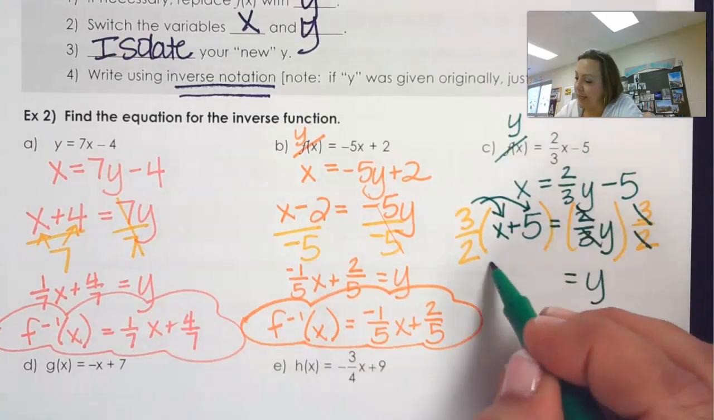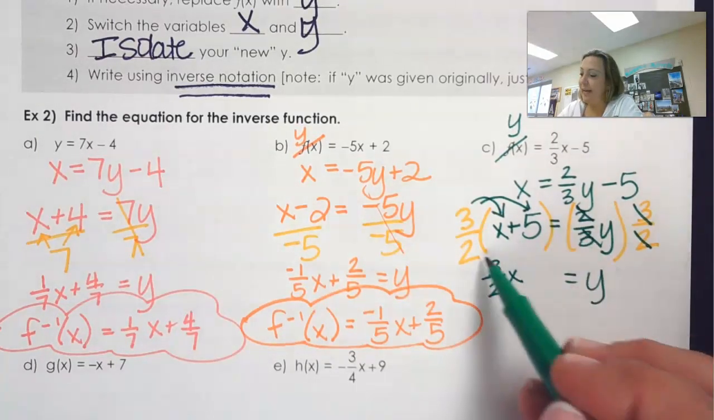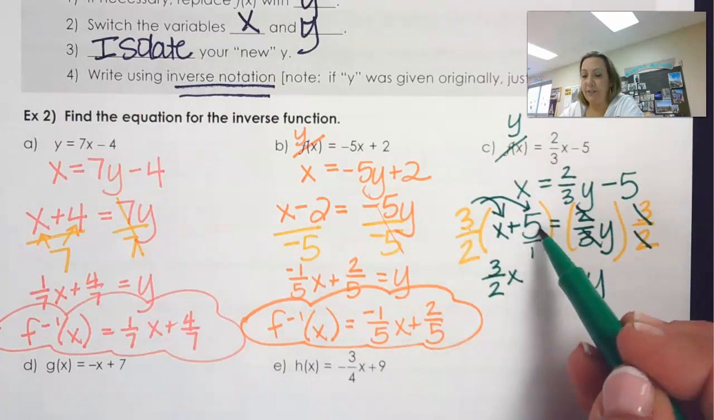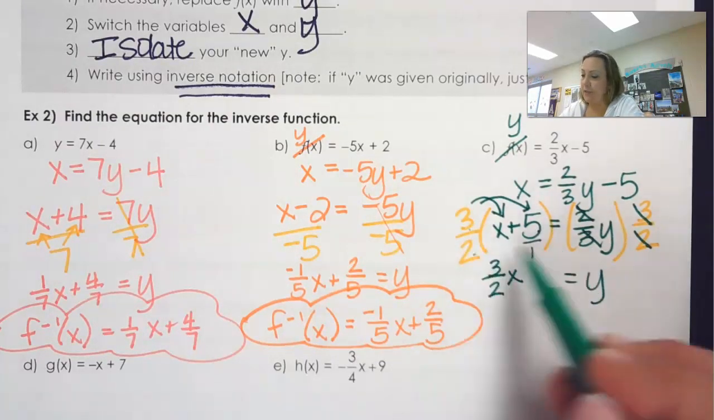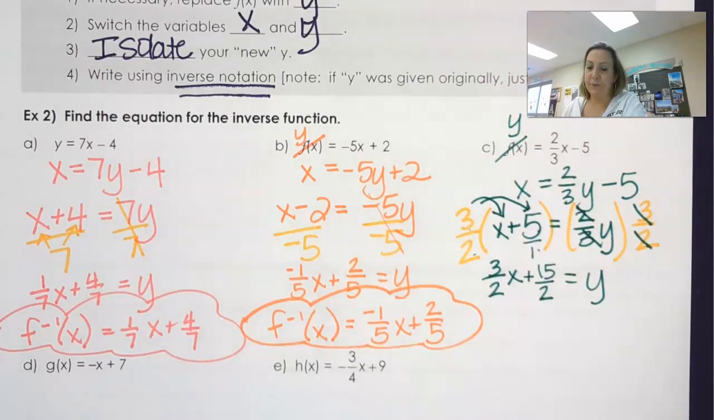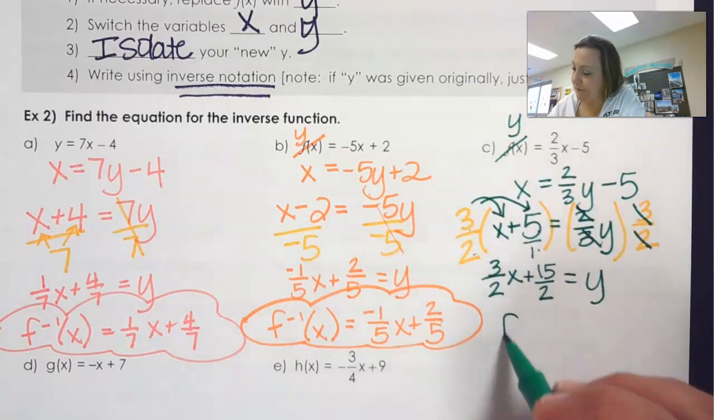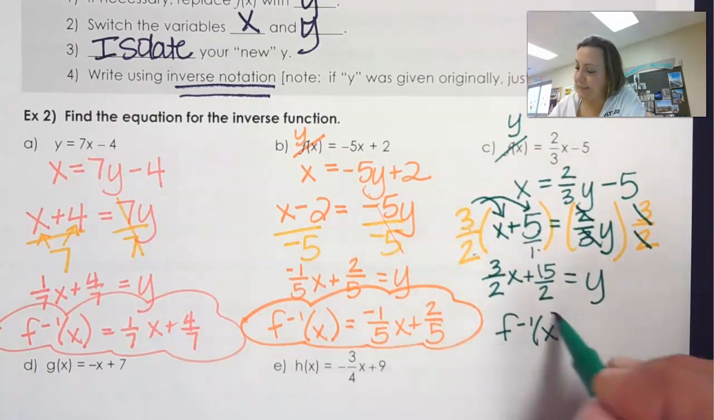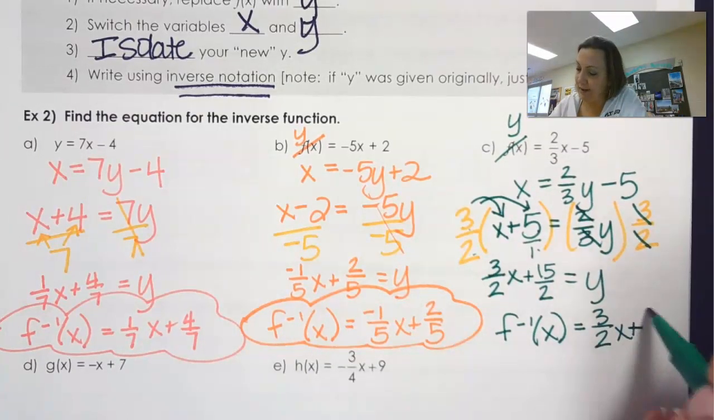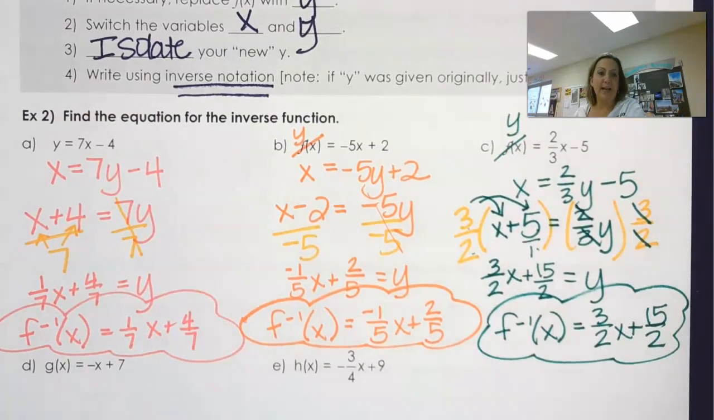Well, 3/2 times x will be 3/2 x. And then 3/2 times 5 is going to be 3 times 5, which is 15, over 2 times 1, which is 2. So plus 15 over 2. Y is isolated. My original function was f of x. So that means that this is f inverse of x, which is 3/2 x plus 15 over 2. Okay?